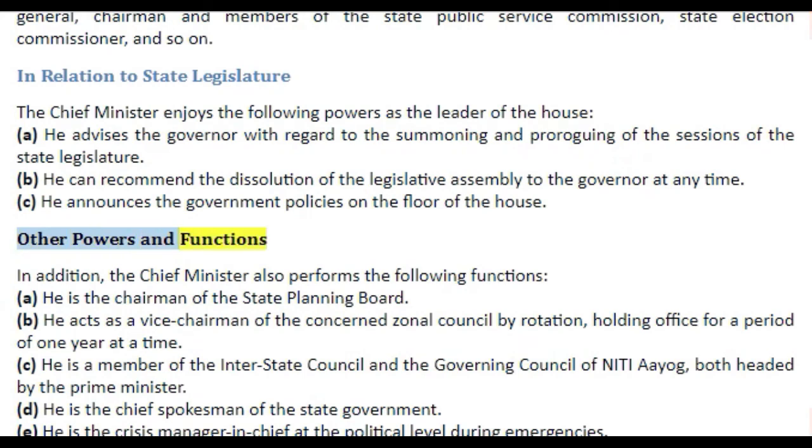Other powers and functions. In addition, the Chief Minister also performs the following functions. A. He is the Chairman of the State Planning Board. B. He acts as a Vice Chairman of the concerned Zonal Council by rotation, holding office for a period of 1 year at a time. C. He is a member of the Interstate Council and the Governing Council of Niti Aayog, both headed by the Prime Minister. D. He is the Chief Spokesman of the state government.